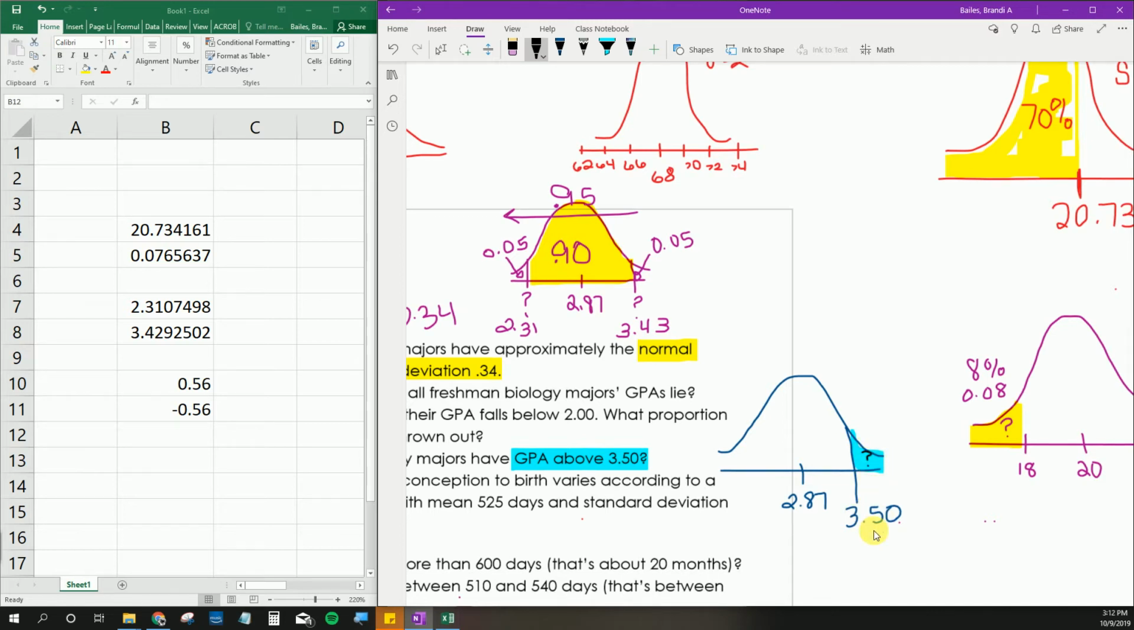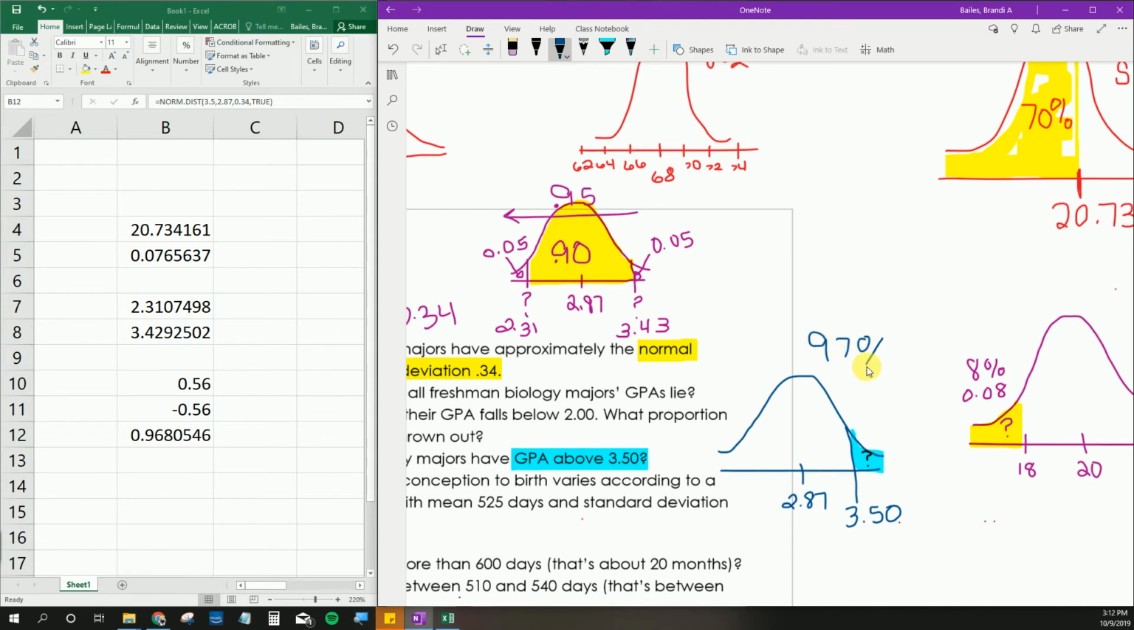So since I'm given a number on the outside and I'm looking for the area on the inside in Excel, what I'm going to do is norm.dist. I'm going to give it 3.5 and a mean of 2.87 and a standard deviation of 0.34. And as always, it is cumulative. So true or 1. And then I can look at that, and that says 97% roughly, right? So I just did the math and I got essentially 97%.